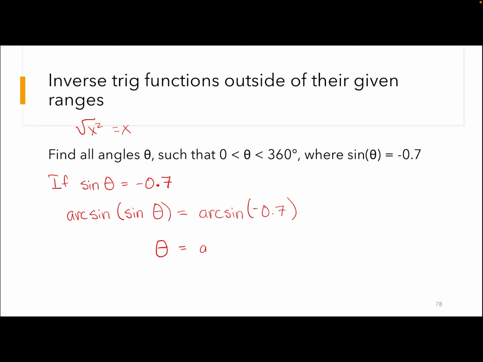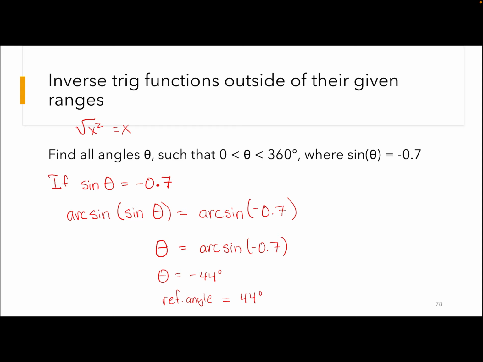So we end up with theta is going to just equal the arc sine of -0.7. And let's see what that gives us in degrees. So arc sine of -0.7, I get about -44 degrees. So theta equals -44 degrees. The reference angle is going to just equal the positive version of that, so the reference angle is 44 degrees.